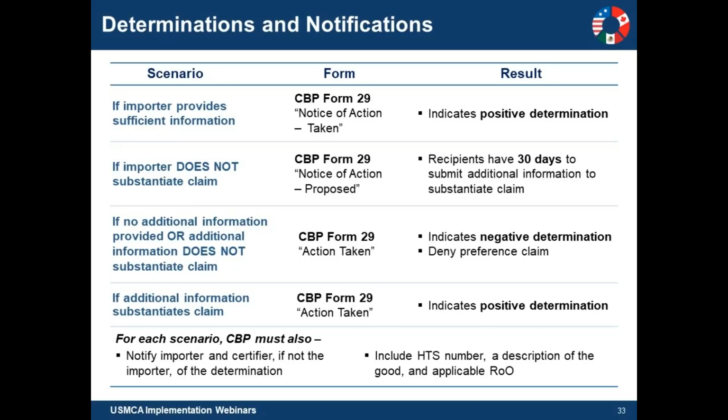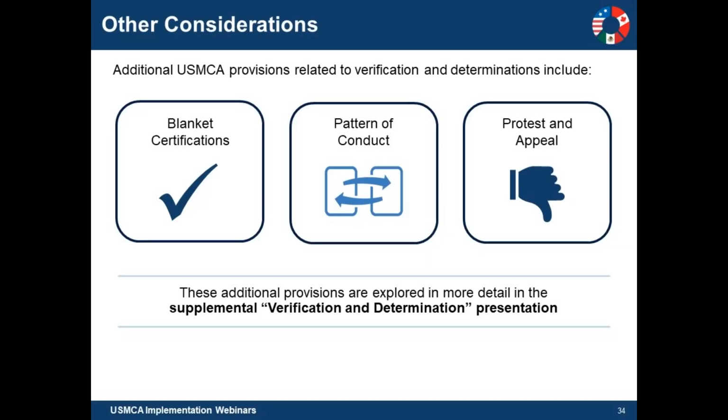Recipients will have 30 days to submit additional information to substantiate the claim. If no additional information is received or information is received, but it's still insufficient, CBP will issue a negative determination by sending a CBP Form 29 action taken to the importer and again to the exporter or producer if they were the certifier. If additional information is received and it demonstrates that the goods meet the rule of origin, CBP will issue a positive determination and send a CBP Form 29 action taken to the importer, exporter, or producer if they were the certifier.